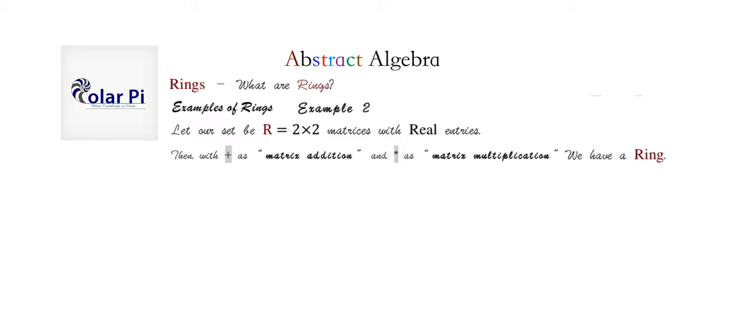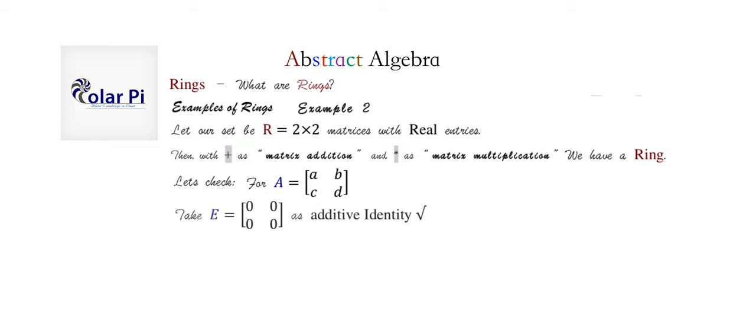Then we will have a ring, and this is so because we know that 2 by 2 matrices under matrix addition form an abelian group. It's easy enough to check, so I could leave it up to you, but let me do a little bit of hand holding. If we take an arbitrary 2 by 2 matrix called capital A here with real entries a, b, c, d, and then we take the 0 matrix to be the additive identity, and then we take the additive inverse to be this matrix, then we have the existence of an additive identity, the existence of an additive inverse, and clearly 2 by 2 matrices are closed under addition.